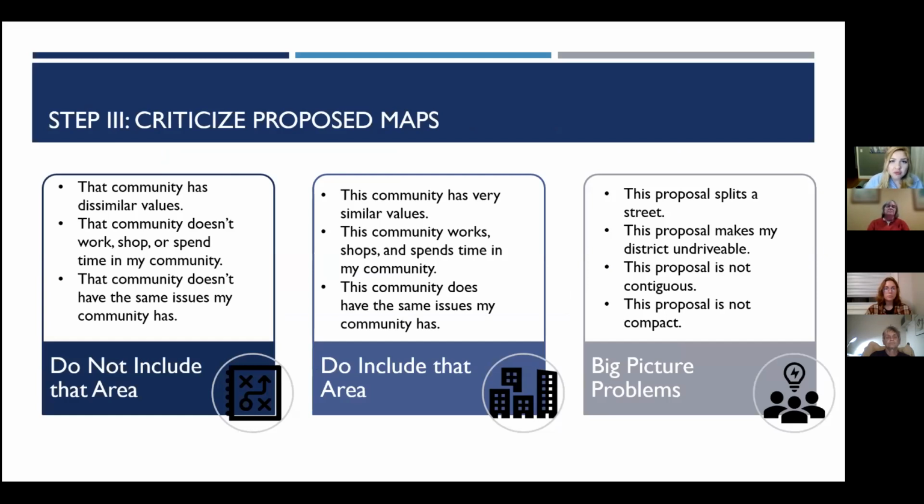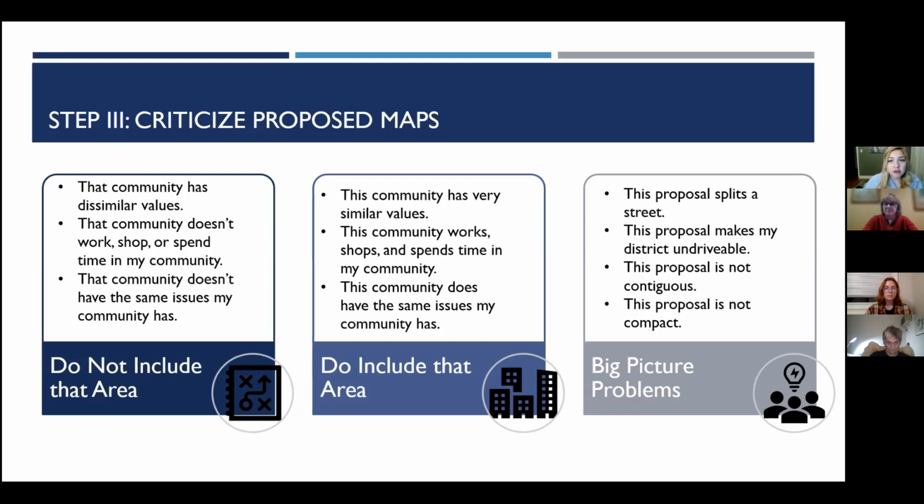So if we're saying not to include an area, maybe we're saying that because they have dissimilar values, maybe they don't work, shop, or spend their time in the community, or maybe they don't have the same issues as my community. If we're saying do include that area, like what I was saying with Schenectady, that community has really similar values. They spend time in my community, they work here, they shop here, and they have the same issues as my community. And again, we're going to look at big picture stuff too.